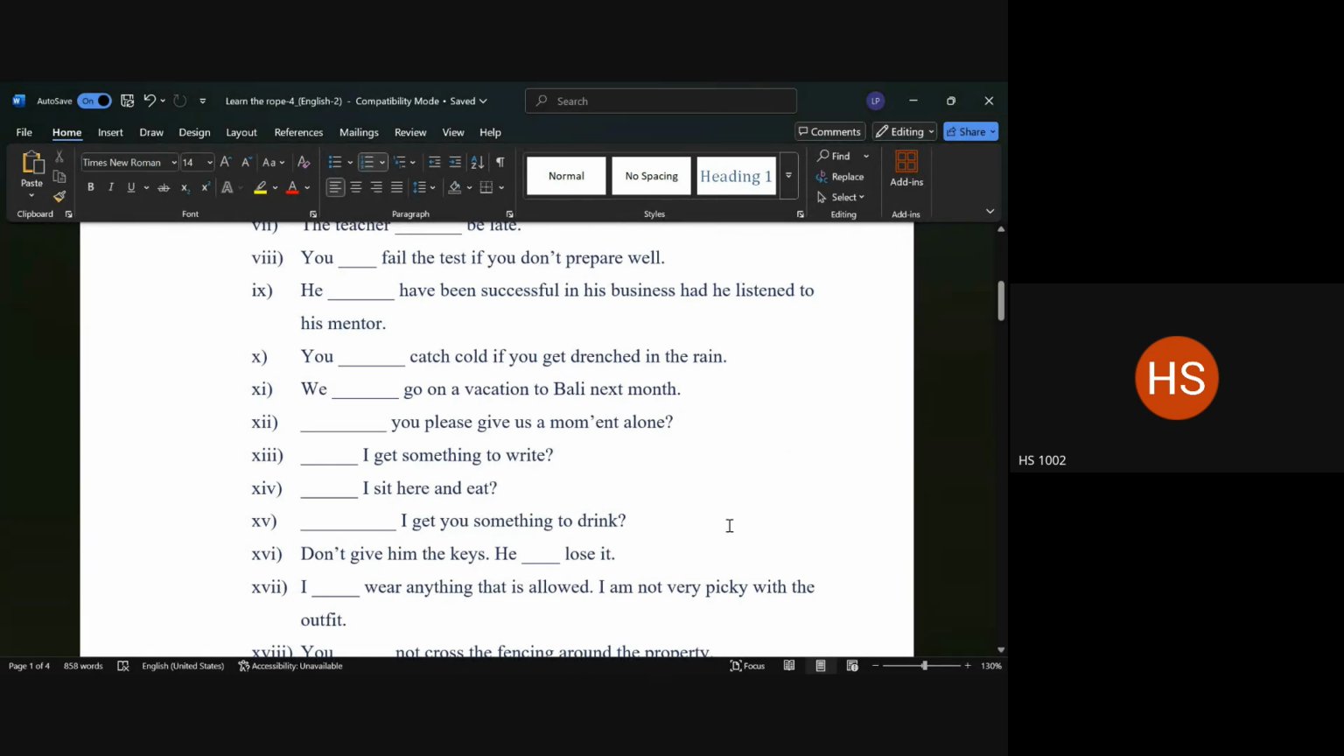One answer is already out, but you can look for the other one. "You dash catch cold if you get drenched in the rain." Might. So may, you can say might as well, might catch cold, both showing higher and lower degrees of probability.